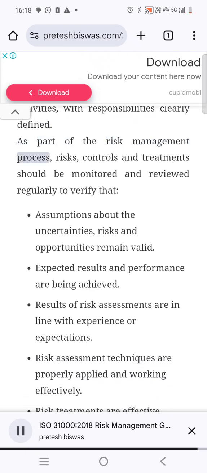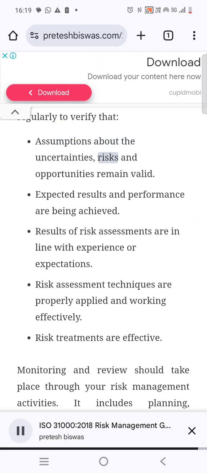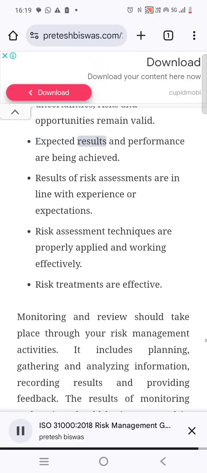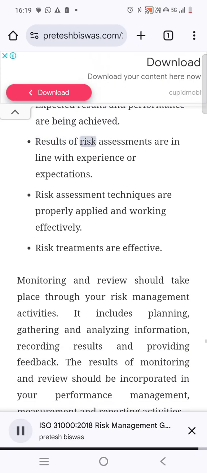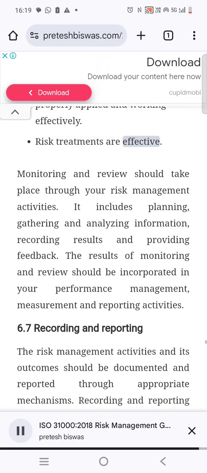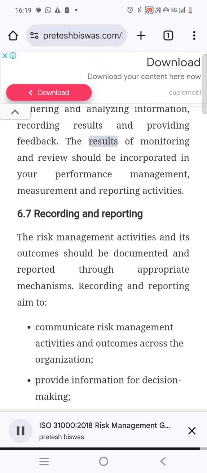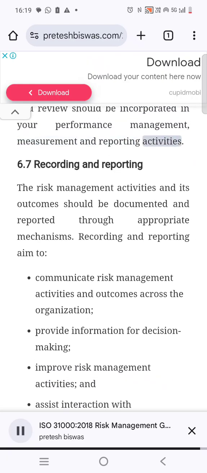As part of the risk management process, risks, controls, and treatments should be monitored and reviewed regularly to verify that assumptions about the uncertainties, risks, and opportunities remain valid. Expected results and performance are being achieved. Results of risk assessments are in line with experience or expectations. Risk assessment techniques are properly applied and working effectively. Risk treatments are effective. Monitoring and review should take place through your risk management activities. It includes planning, gathering and analyzing information, recording results, and providing feedback. The results of monitoring and review should be incorporated in your performance management, measurement, and reporting activities.